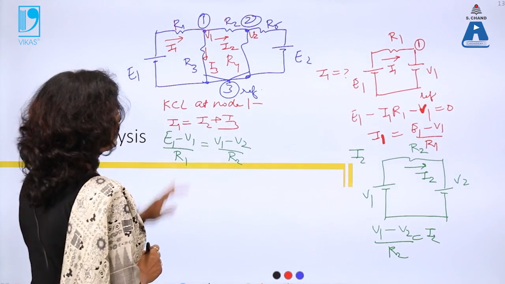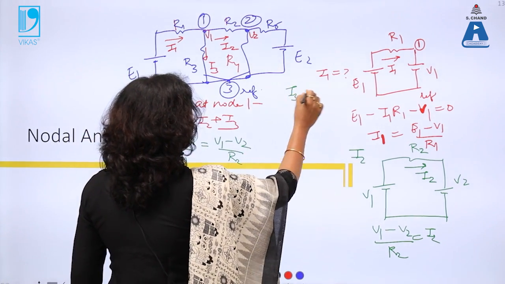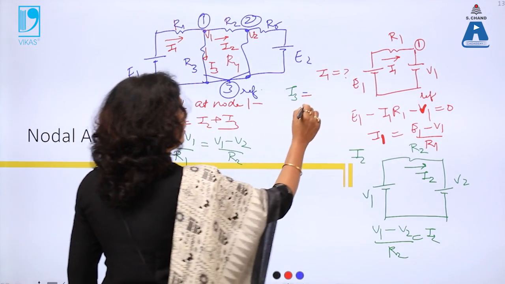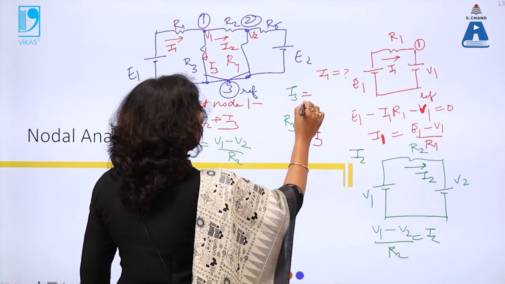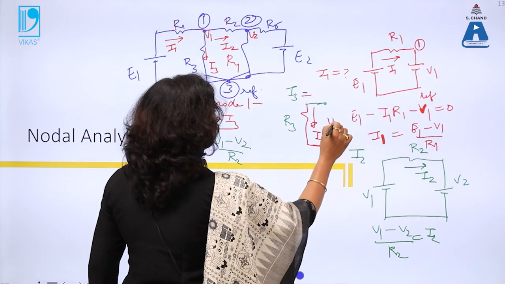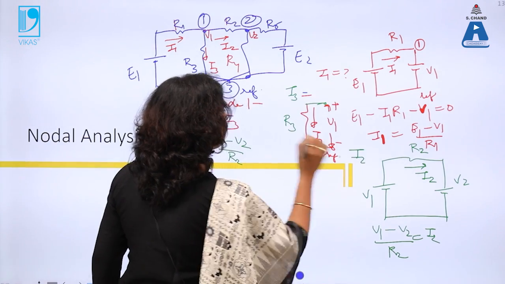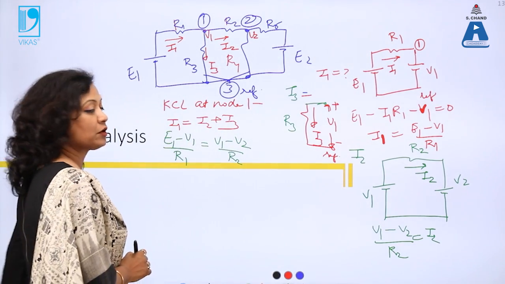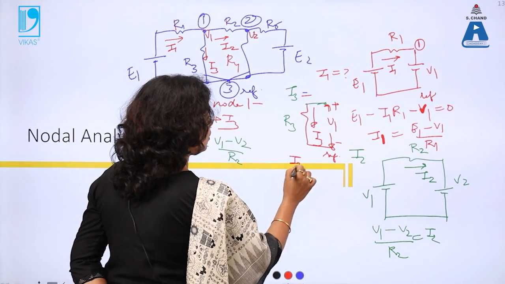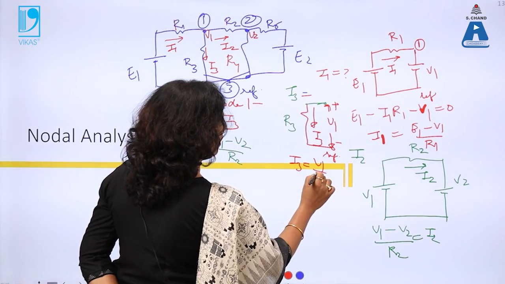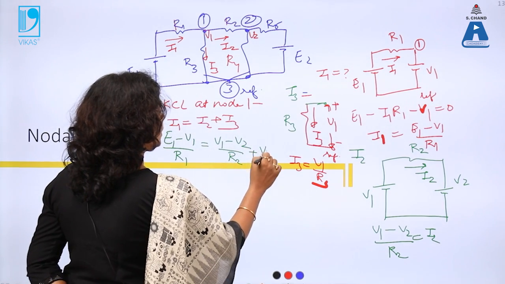Similarly, what is I3? For the third case, for I3, I have a single resistance R3 and this is I3, and the voltage across this is V1 with respect to reference. This is plus, this is minus. Why? Because this is reference, and reference is always having low potential with respect to the other terminal. So that's why I have written minus and this is plus. So what will be I3? Ohm's law, V1 by R3. So I'll put the value of I3, V1 by R3.